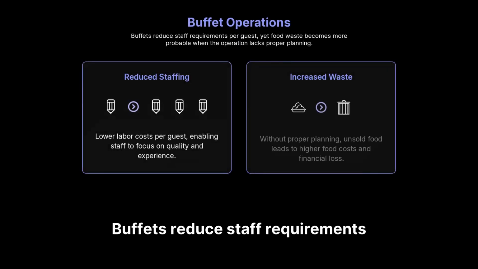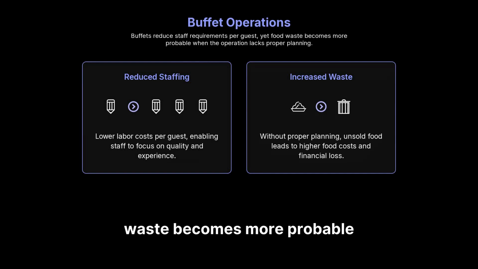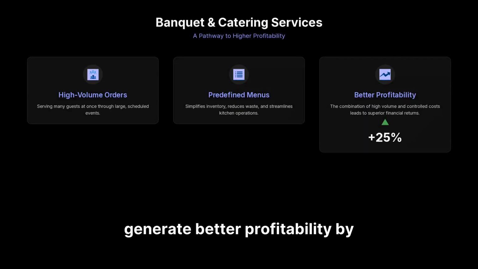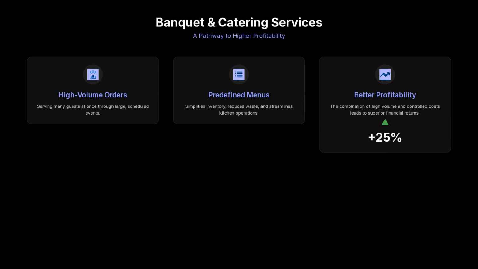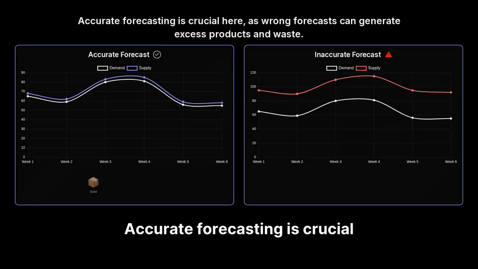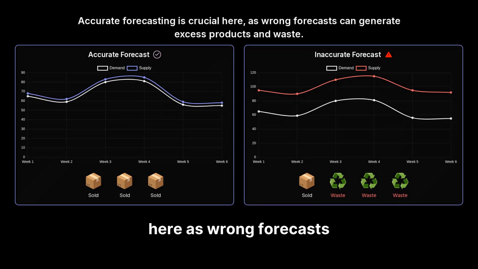Buffets reduce staff requirements per guest, yet food waste becomes more probable when the operation lacks proper planning. Banquet and catering services generate better profitability by delivering high volume orders using predefined menus. Accurate forecasting is crucial here, as wrong forecasts can generate excess products and waste.